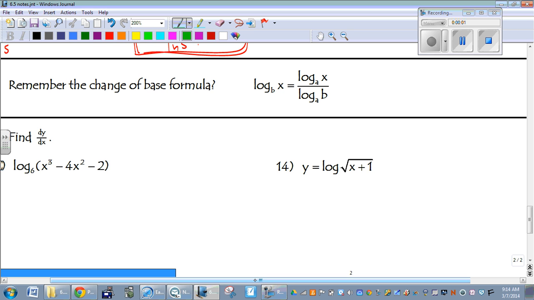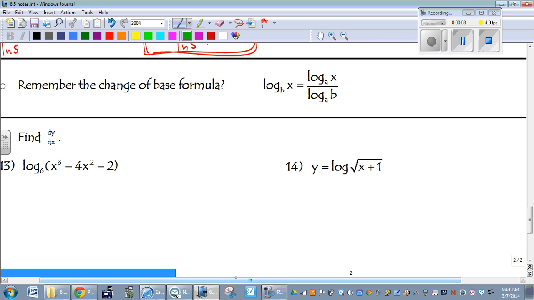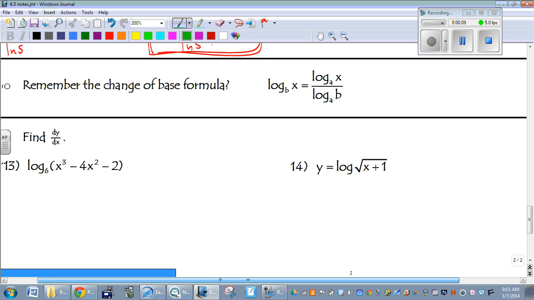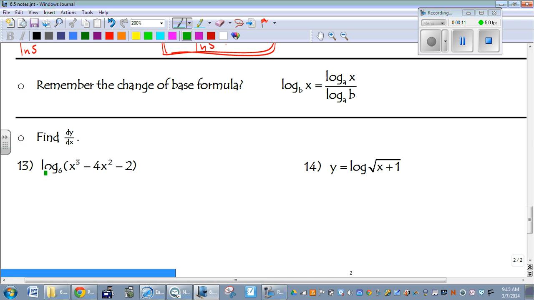Alright, so the last few problems that we're going to look at today, we have to use the change of base formula you learned back in advanced algebra and pre-calc. Because these problems, we don't have logs with base e. We don't have natural logs. We have log base 6, log, there's no base written here, so remember that just means base 10. This should have a y equals here.